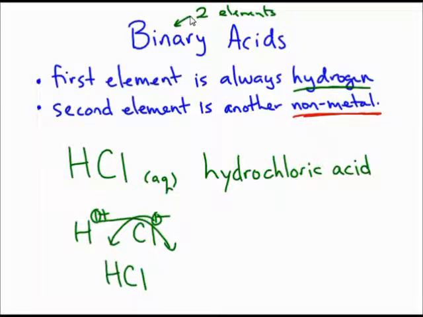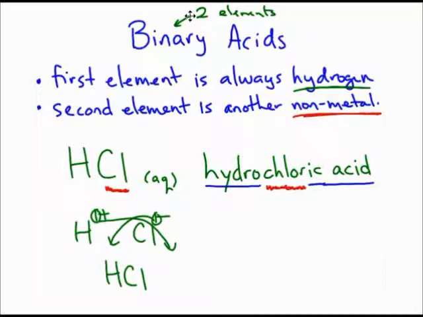Now, to name these acids, these binary acids always have the name hydrochloric acid. They will always have that name. The part that you fill in is the nonmetal. So that's where we got it from, the Cl. That's where that part of the name comes from.